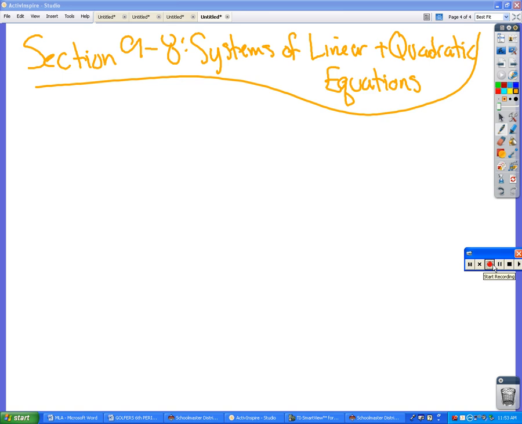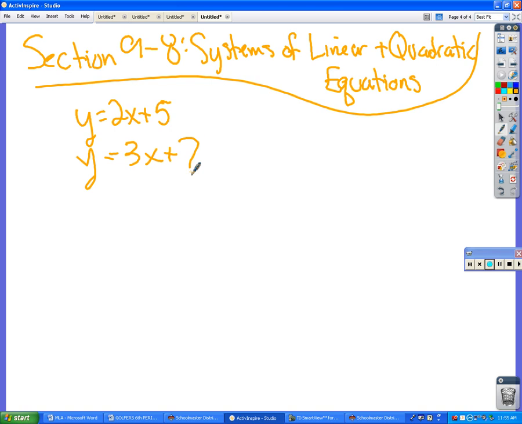And we have done this before with a system of linear equations where we had something like, for example, y equals 2x plus 5 and y equals 3x plus 7. And we were supposed to solve that. Do you remember how we did that? Anybody? Don't just look and immediately say no. Look, think, try to remember.